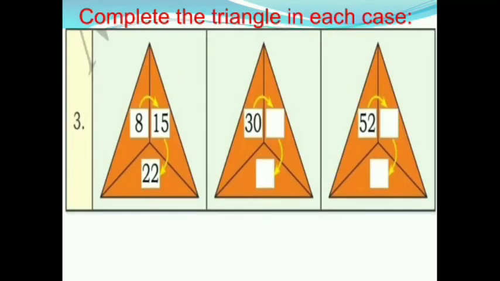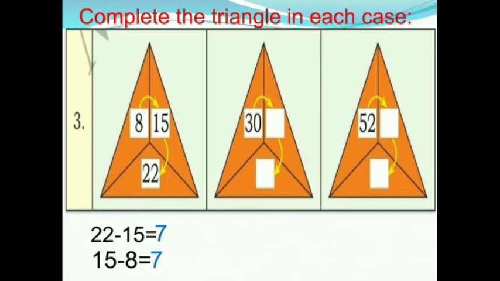In this question, first triangle we have 8, 15, 22. In the three parts, we should find the difference of each part. 22 minus 15, 7. 15 minus 8 is equal to 7. So the difference of each part is 7.